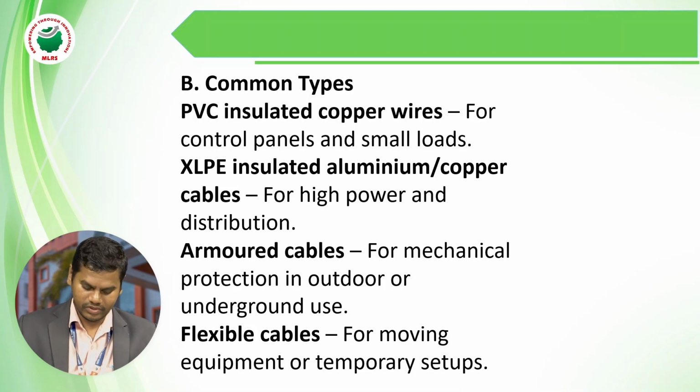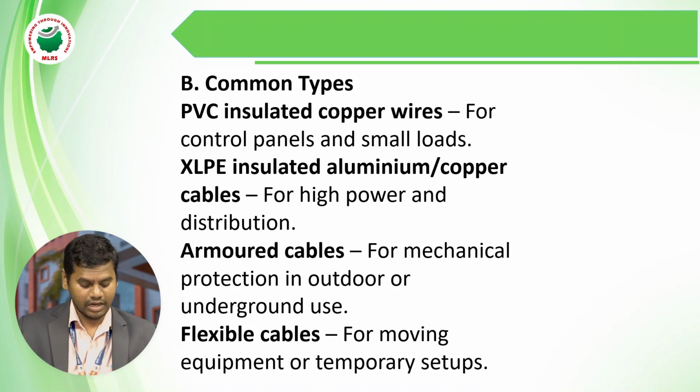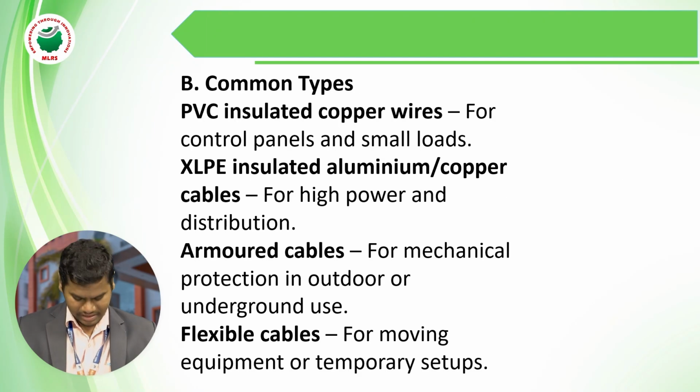Next, armored cables. Armored cables are for mechanical protection in outdoor or underground use. Last one here, flexible cables, for moving equipment or temporary setups. So in common types, we are using PVC insulated copper wires, XLPE insulated aluminum or copper cables, armored cables and flexible cables. So these are the cables.